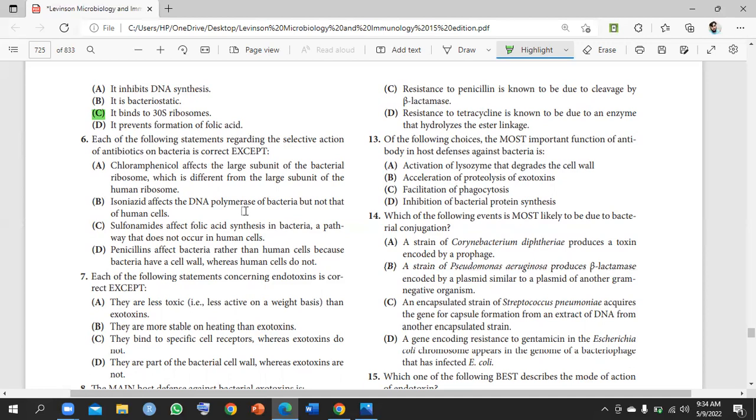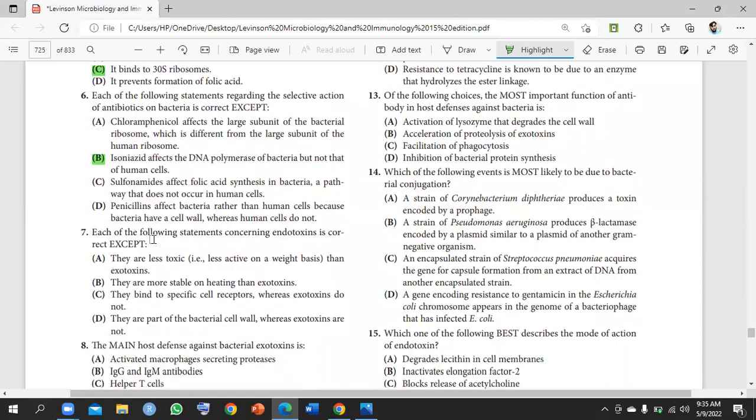Okay, so this is our answer. This is not the correct mechanism of action. Sulfonamides stop folic acid synthesis, okay, they affect folic acid synthesis of bacteria. This is the correct mechanism of action, and penicillin affects the bacteria rather than human cells because human cells do not have a cell wall. Okay, so this is also correct.